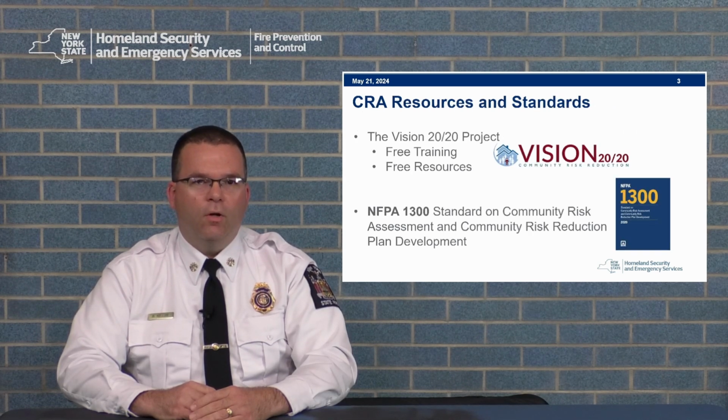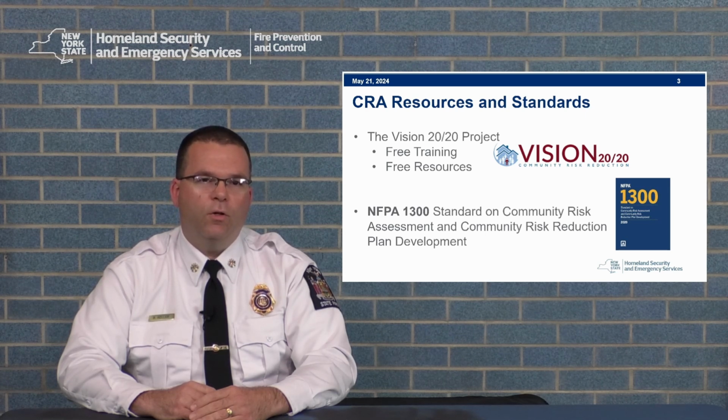Some of the resources that are available out there to assist you with completing your risk assessment: The Vision 2020 project has a lot of free training, free resources. If you go to strategicfire.org, there's a plethora of information available on how to complete a community risk assessment, which in turn, as we'll talk about later, is going to lead to your community risk reduction plan. NFPA has also developed a standard, NFPA 1300, on community risk assessment and community risk reduction. Currently, the standard is in its 2020 edition, with a new one in production right now.